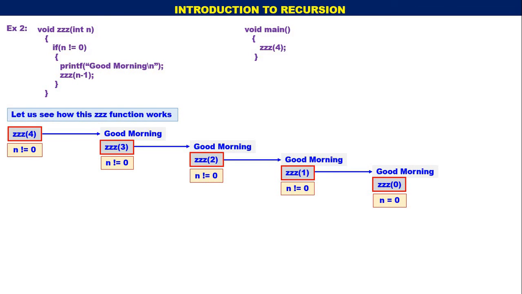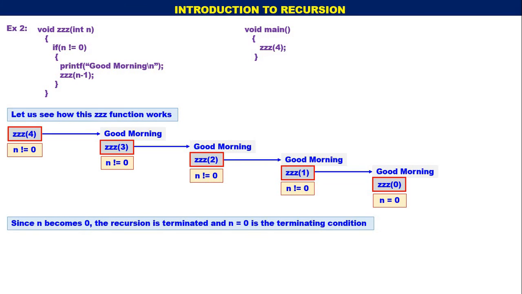And when n is equal to 0, you should not continue, you should stop. Because when will you print good morning and call zzz of n minus 1? When n is not equal to 0. But when n is equal to 0, you don't make the recursive call, the recursive call ends. There ends the recursion. Since n becomes 0, the recursion is terminated, and n equal to 0 is the terminating condition.